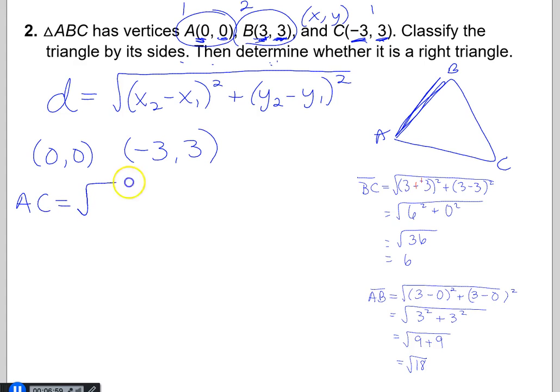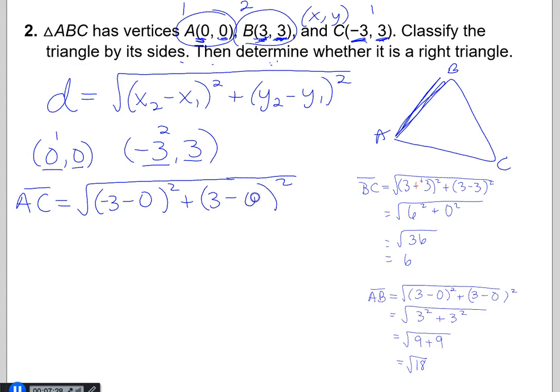So to find AC, let's do this to be 1 and this to be 2. That way we can subtract the zeros. Okay? Squared plus squared. Sometimes I like to draw that in blank and then fill in the numbers. So x2 minus x1, y2 minus y1. If it helps you, and it may, write xy and xy underneath those. Anything that helps you. So let's see, what's negative 3 minus 0?